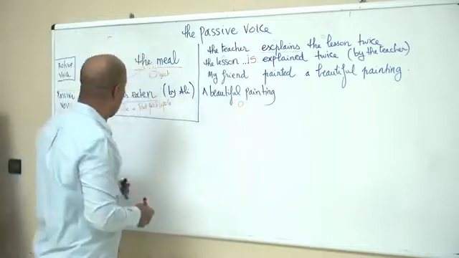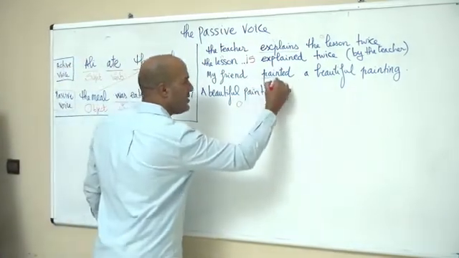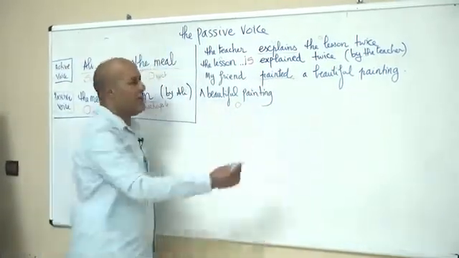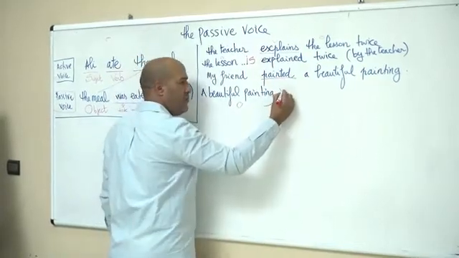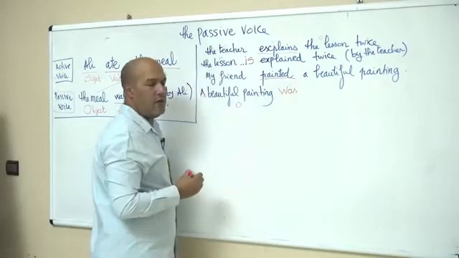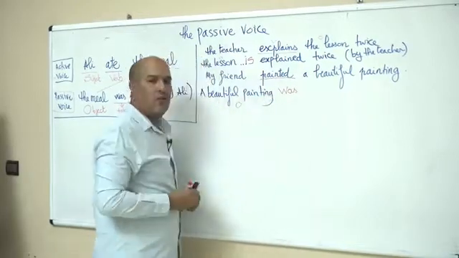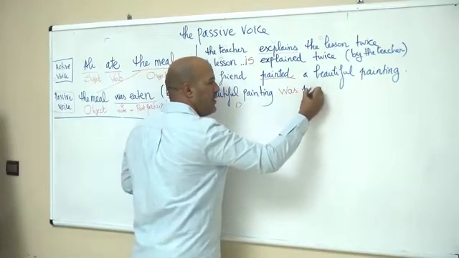What did I say before? That we use the verb to be. In which tense? In the same tense of the verb. So here the verb is the simple past, so the verb to be should be in the simple past. So a beautiful painting was, and we keep the verb in the past participle: was painted.